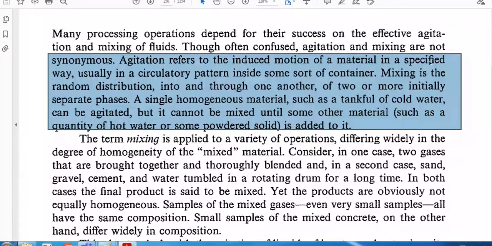Specified way, usually in a circulatory pattern, in some sort of container. Without that container, what is a reactor basically? If you ask the operator, they will say a reactor is the one which holds the reactant during the reaction. Finish. What a beautiful statement. A 10th class fellow's vision in the chemical industry, they will give that definition. What is a reactor? A reactor is nothing but a place where we hold the reactants during the reaction. After the reaction is over, we have to send the product out of the system.